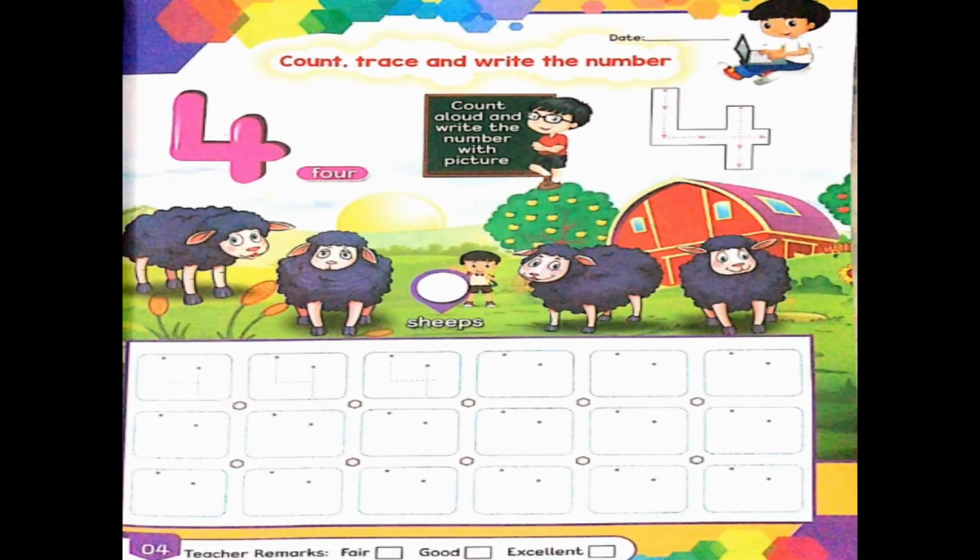Kids, open page number 4. On page number 4, we are going to learn number 4. So kids, you have to count aloud and write the number with picture. So kids, count number 4 loudly and trace it. Now in the picture, there are sheeps. Now count the sheeps with me loudly. 1, 2, 3, 4. There are 4 sheeps. How many sheeps? 4 sheeps. Now write 4 in a given circle and trace 4 on the rest of the page and also mention date.